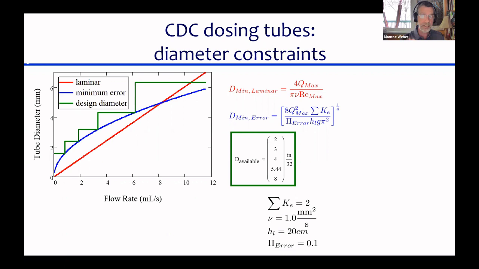And that constraint is a minimum diameter. We have to be above the red curve always in order to be in the laminar range.